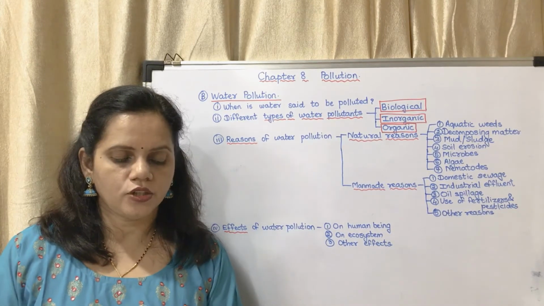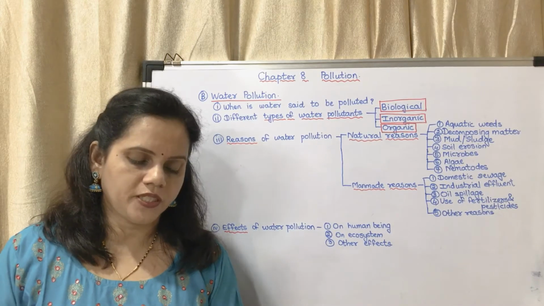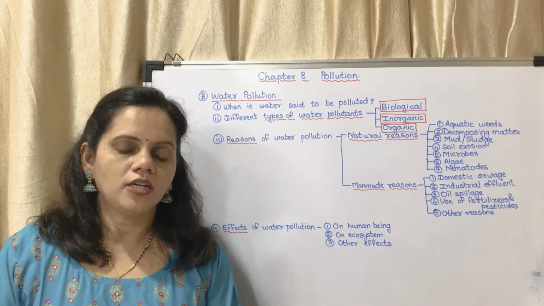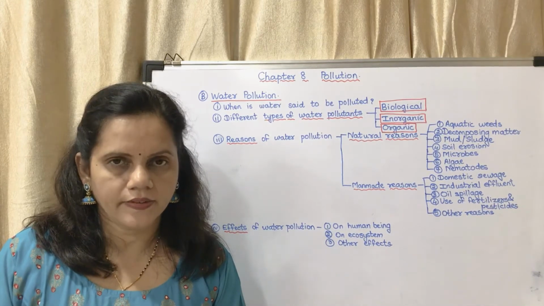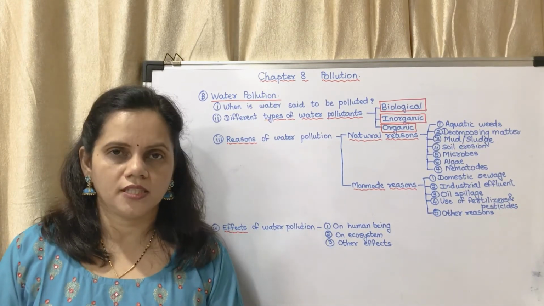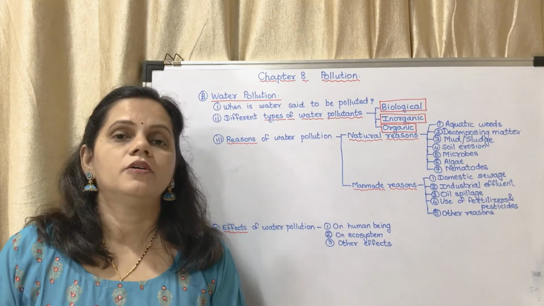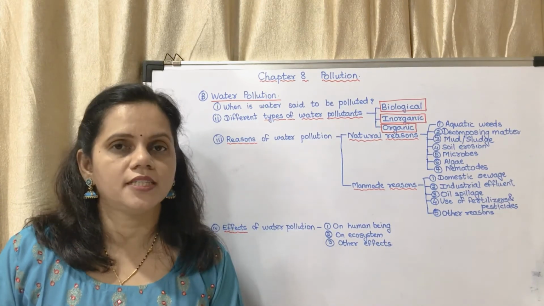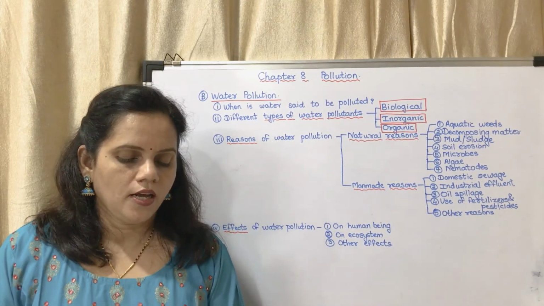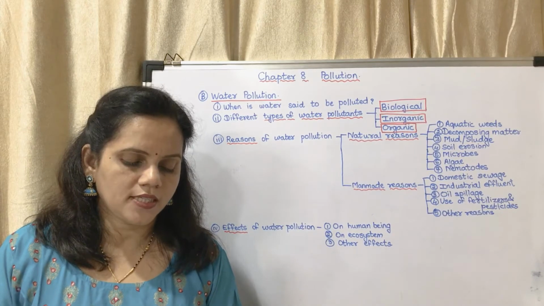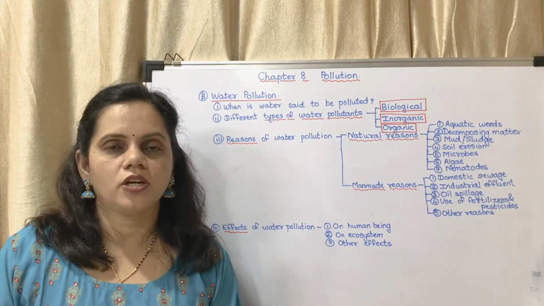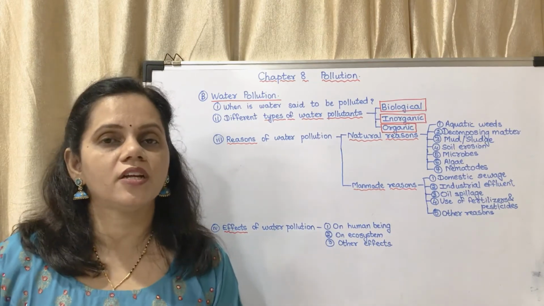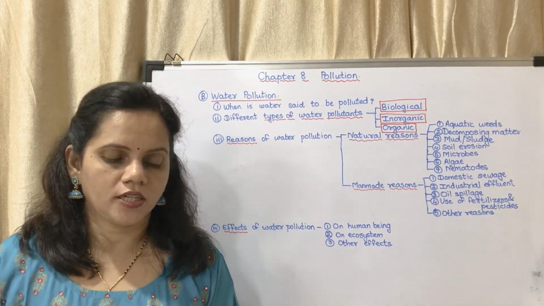Next is effects on ecosystem. Retarded plant growth, loss of plant species, increase in salt content of water, decreased dissolved oxygen level. In water there is dissolved oxygen, which is useful for the organisms living in water. Disturbance in aquatic ecosystem, death of aquatic animals, adverse effects on seabirds, which feed on the fishes inside water.